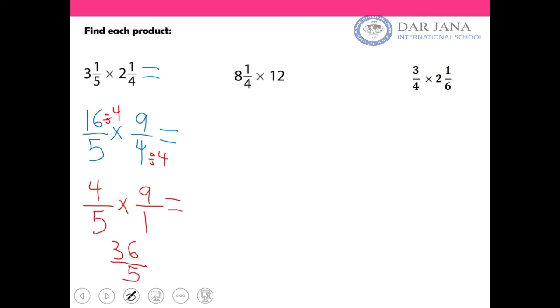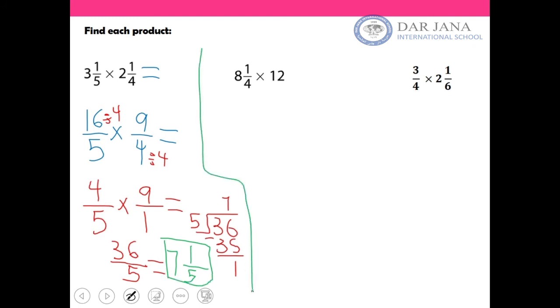36/5. 36 divided by 5 equals... I need to change it into a mixed number. Remember guys, an improper fraction is not a final answer, so I need to change it into a mixed number. So I divide 36 divided by 5 equals 7. It's going to be 35 and then 1. So the answer has to be 7, which is the quotient. The remainder is going to be the numerator, and the denominator I'm going to keep the same. That's the final answer.